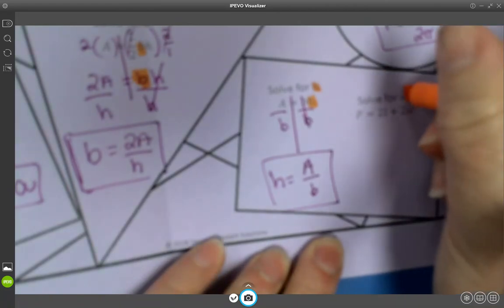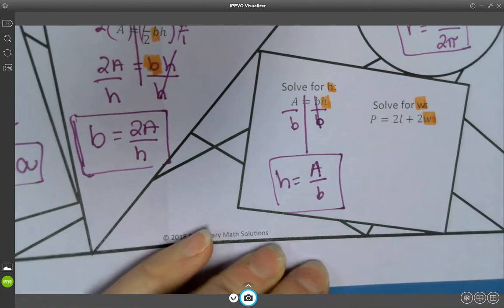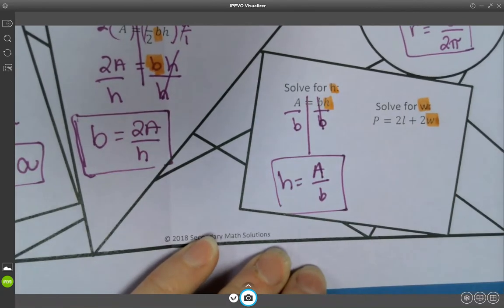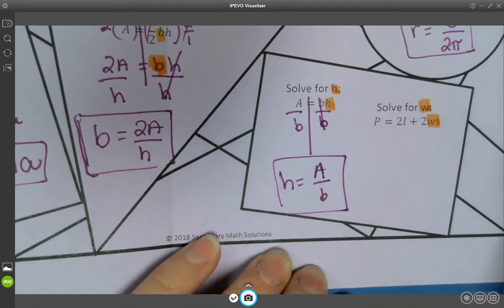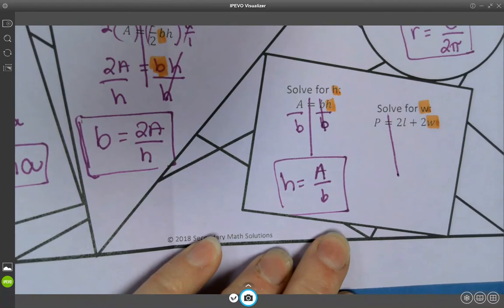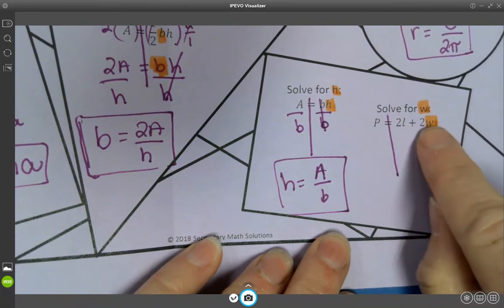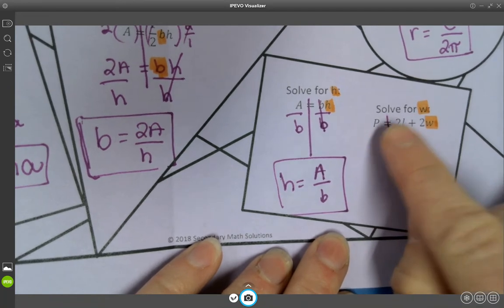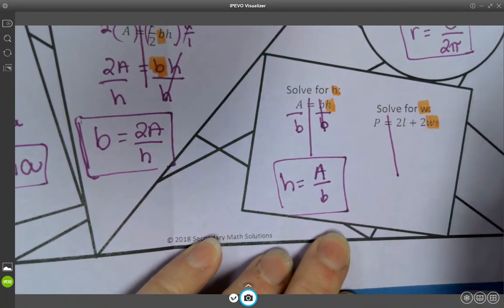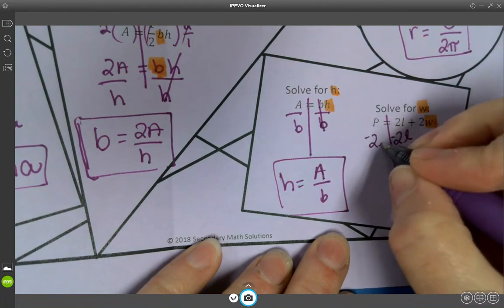Okay, the last one we have w. We need to get W by itself. So we look and see what is W being by. So we need to get rid of this 2L. So this is perimeter formula. Perimeter equals 2 times L plus 2 times W. We need to get rid of this 2L. So we're going to subtract.